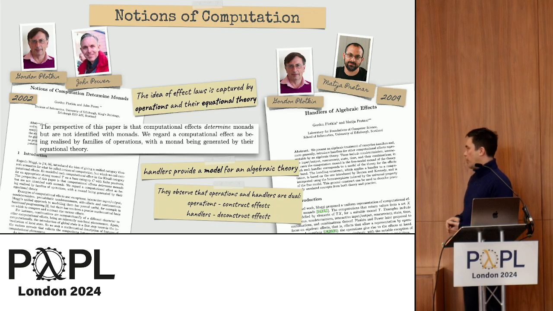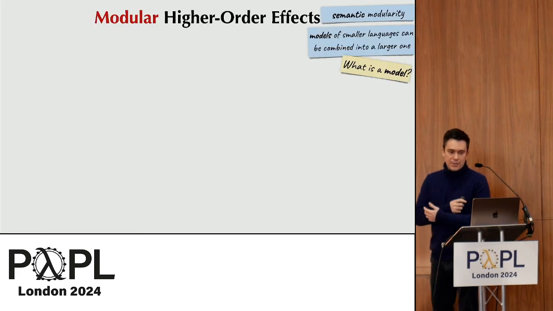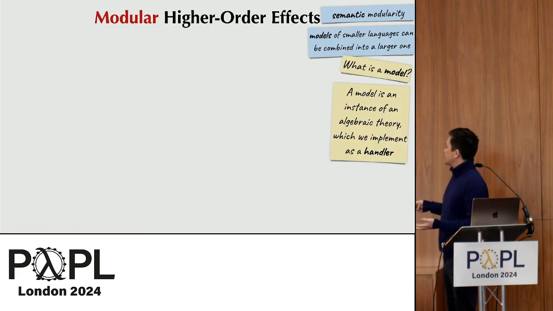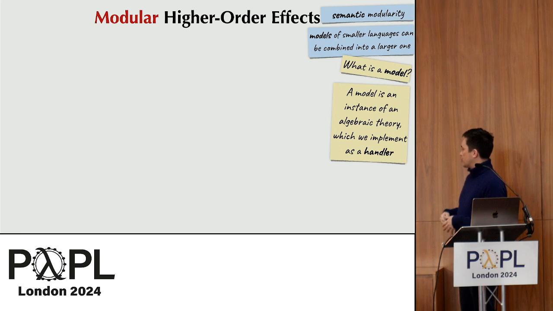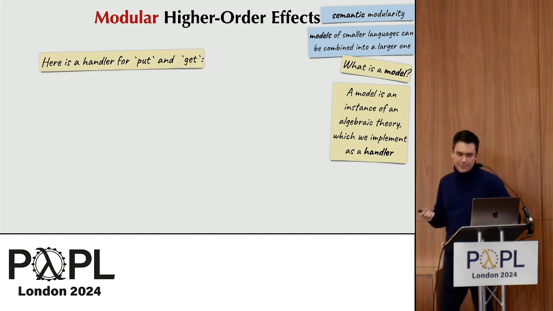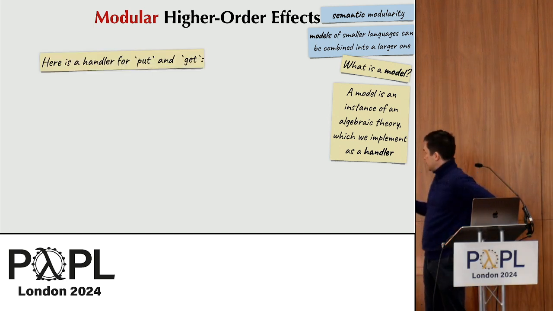And they observe that operations and handlers are dual. Operations construct effects, and handlers deconstruct effects. So what's a model? A model is an instance of an algebraic theory, and we implement that as a handler. Okay. And so here is the handler for put and get.